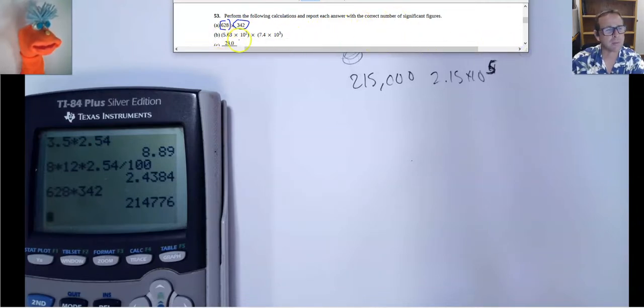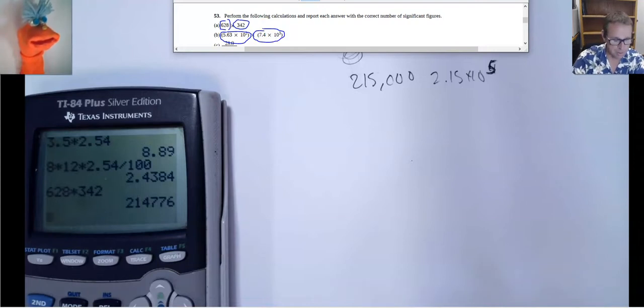Let's go on to B here. Again, we have 2 numbers being multiplied by each other. How many significant digits are in this first number here, Fred? Oh, that's 3, right? That's right. 5.36, that's 3. And over here? That's 2.